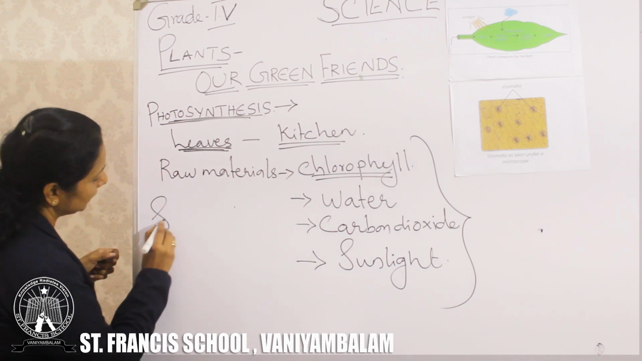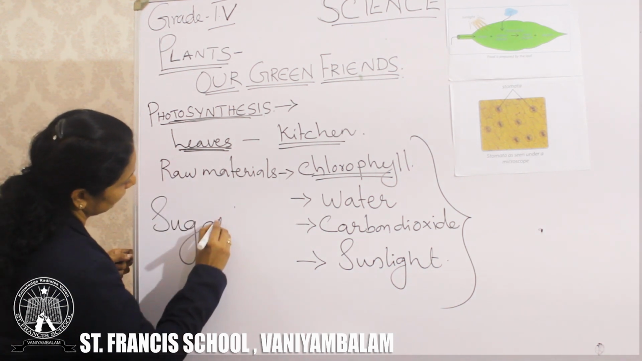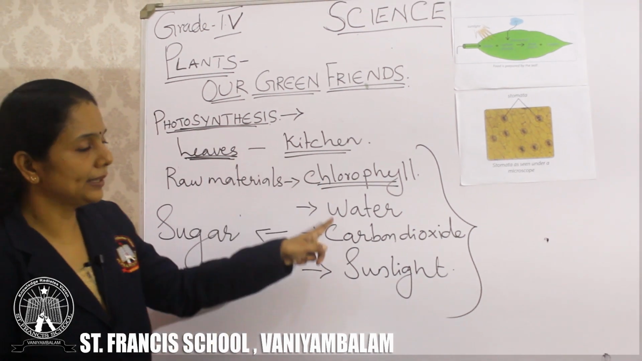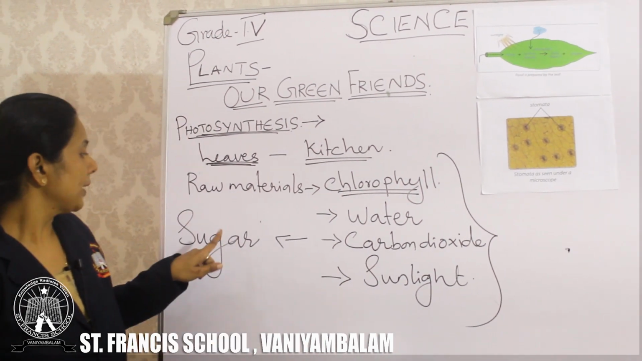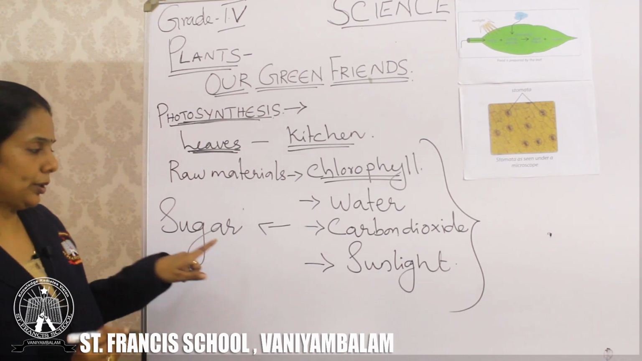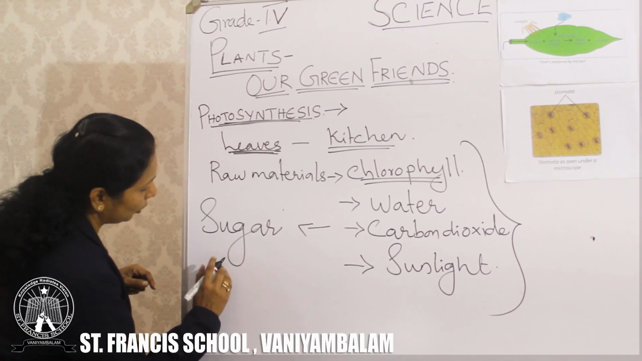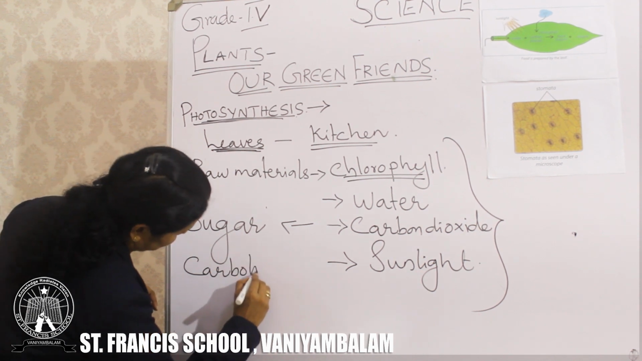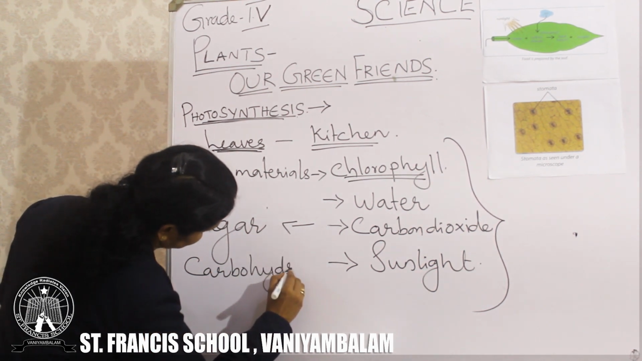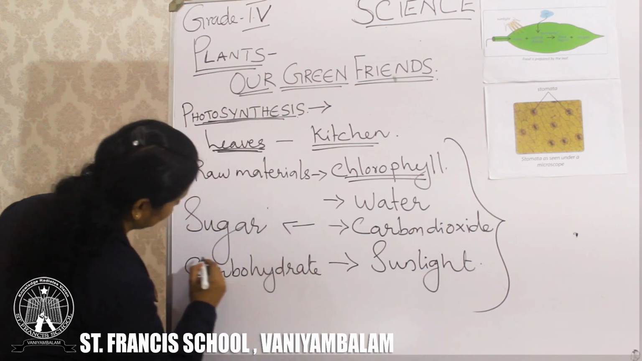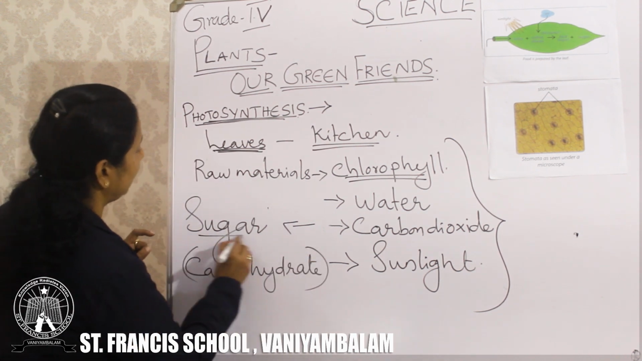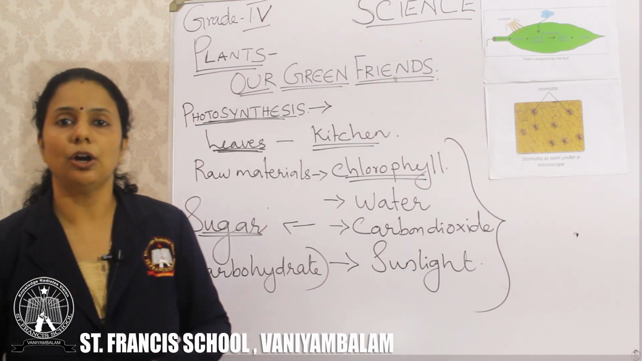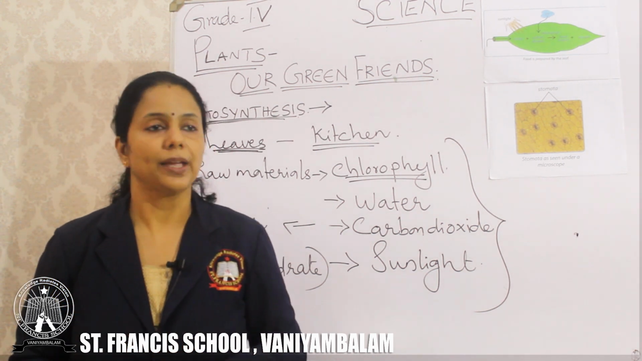So, plants prepare the food, that is a kind of sugar. Using all these raw materials, plants produce sugar and that is called carbohydrate. A sugar is made which is carbohydrate. Okay. So, this is the process of photosynthesis.